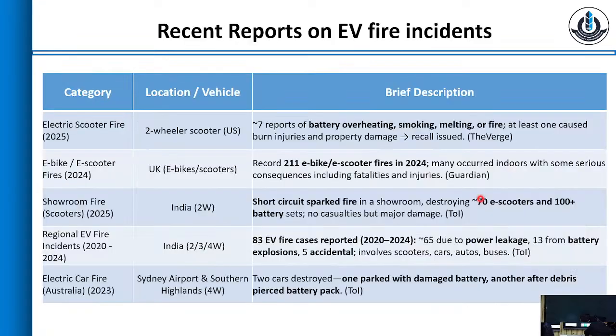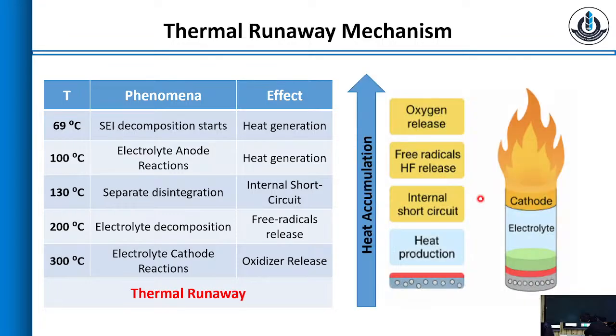So as the process heats up, we start with the lowest temperature, 69 degrees Celsius. The interface layer between the anode and the electrolyte disintegrates, starts to react, and produces heat. Until you reach 130 degrees Celsius, you get an internal short circuit, which then leads to a chain reaction. It leads to electrolyte decomposition, producing free radicals, and then the temperature further increases to 300 degrees Celsius, leading to electrolyte-cathode reactions.